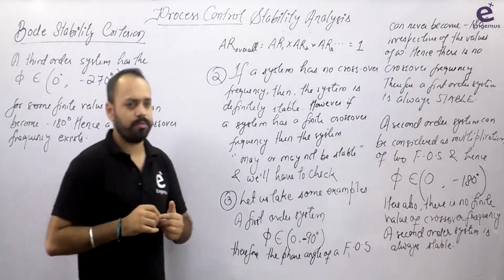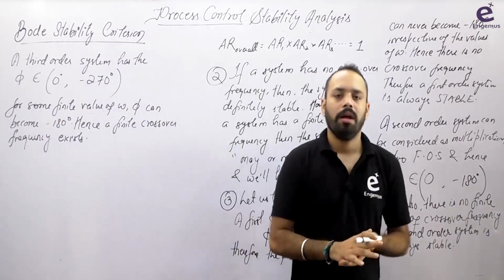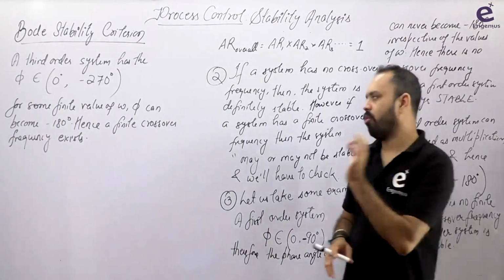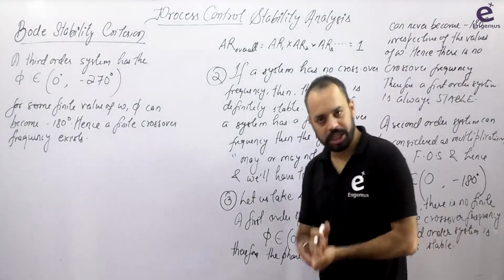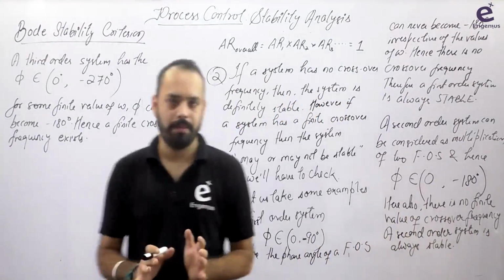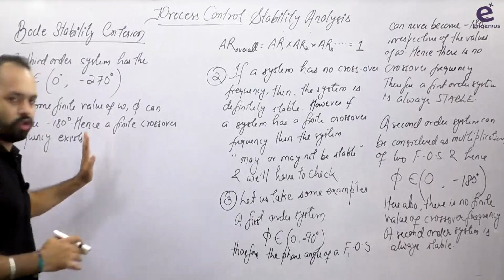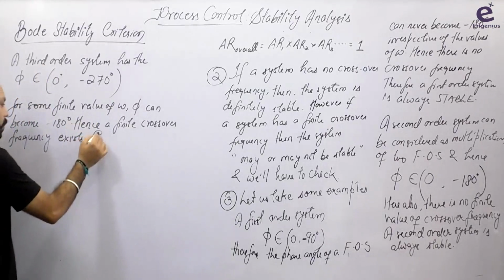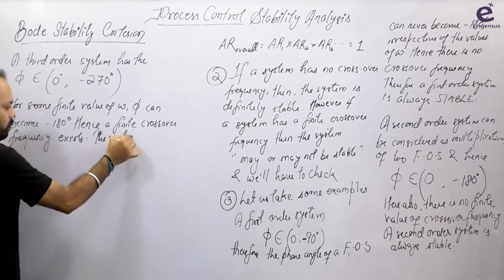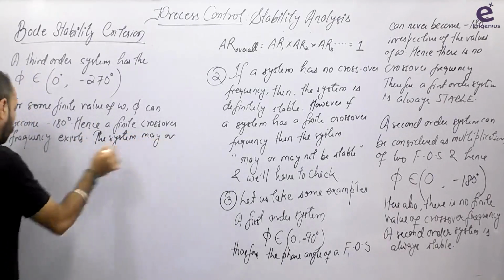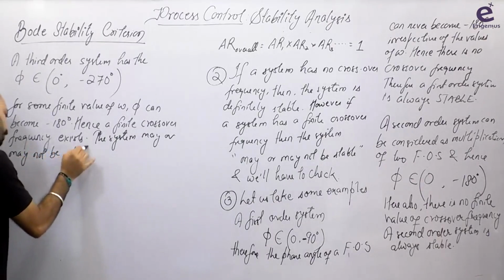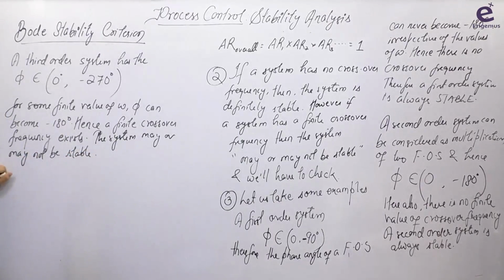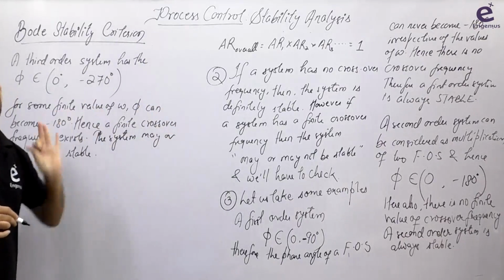Whenever I ask this question in class, most of the students say, yes sir, this is unstable. Few minutes before I told you that if crossover frequency exists, then we have to check. This is a condition where you have to check because the system may or may not be stable. Here I'm sure these systems are stable. Here I'm not sure. Okay. So the system may or may not be stable. So what to do? Then we will apply the Bode stability criteria and check whether it is stable or not.